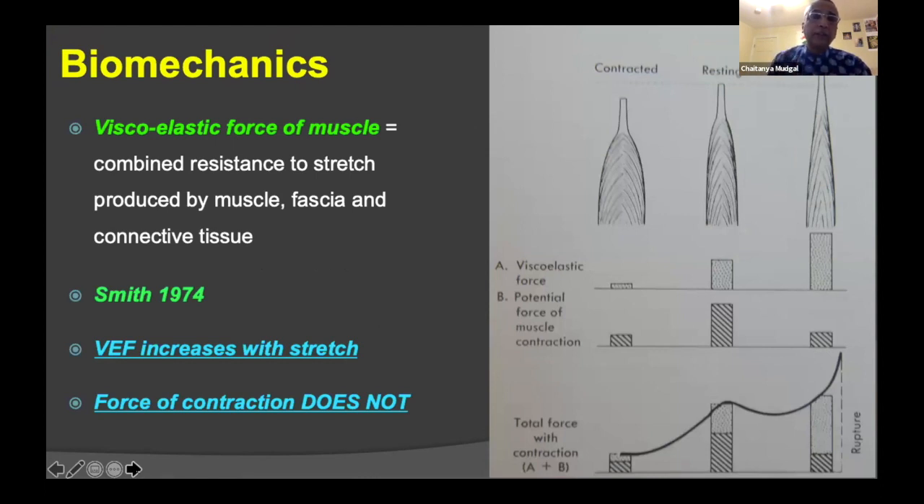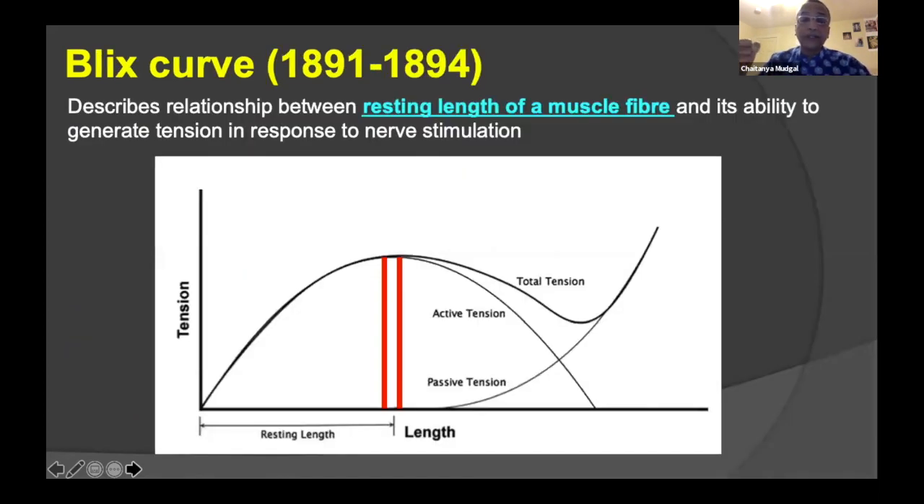Well, Richard Smith told us that you have to consider the viscoelastic force, which is the combined resistance to stretch by muscle, fascia, and connective tissue. And if you see here on the right, you'll see that in a stretched muscle, the viscoelastic force increases, but the force of contraction actually decreases. So stretching a muscle and making it long and tight doesn't really help you.